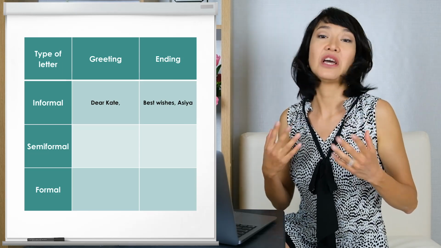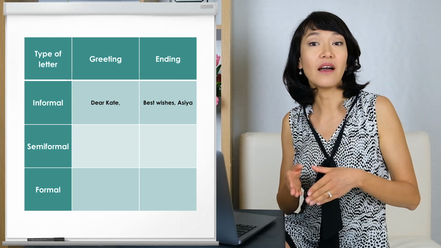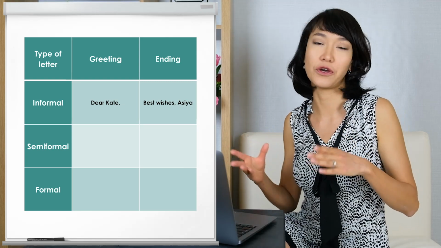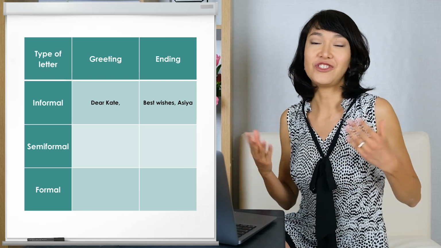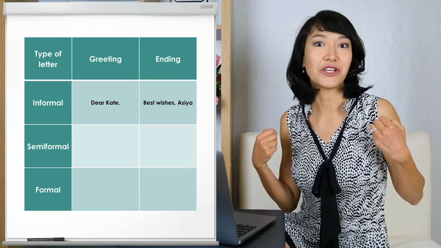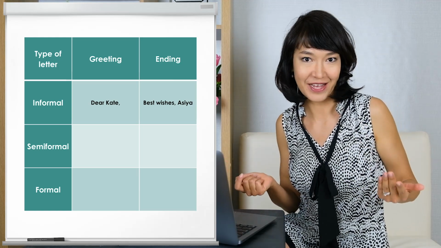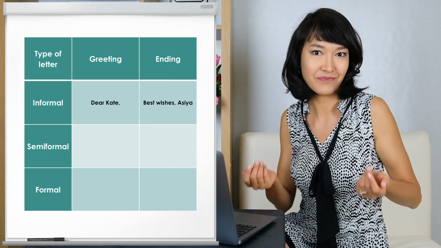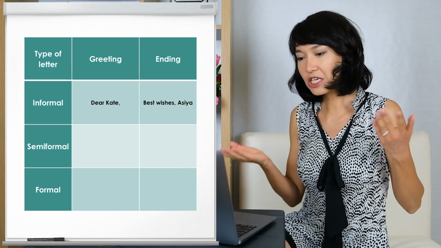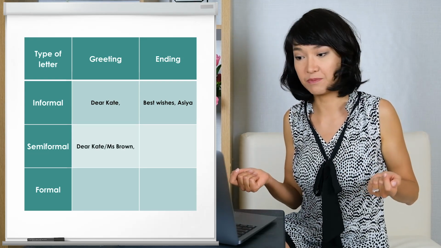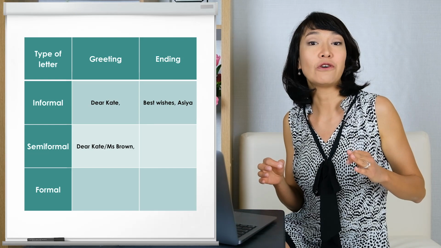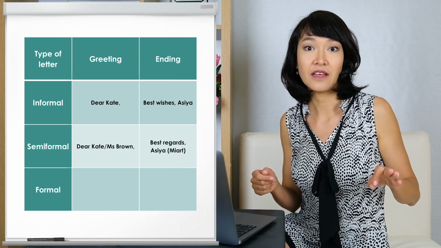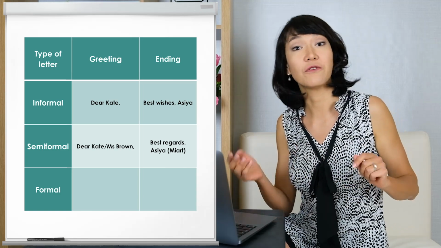For semi-formal letters, you may either use the first name or the surname, depending on how well you know that person. Generally, in English, we address quite a lot of people by their first name. For example, if you write to your landlord, you may actually use their first name if you've met them personally. So, Dear Kate or Dear Ms. Brown. And you sign off more formally.